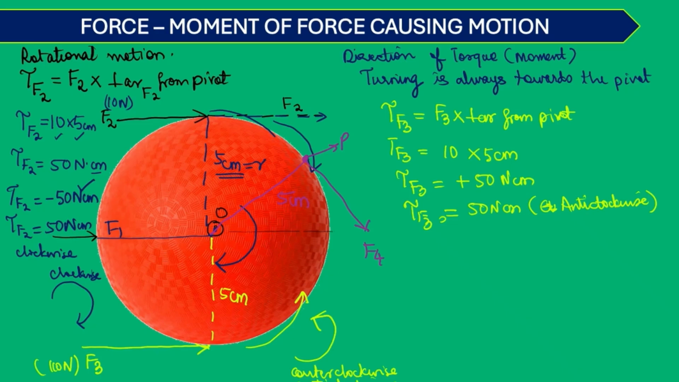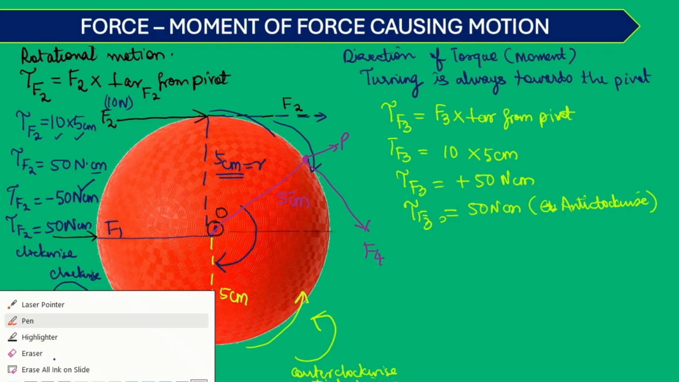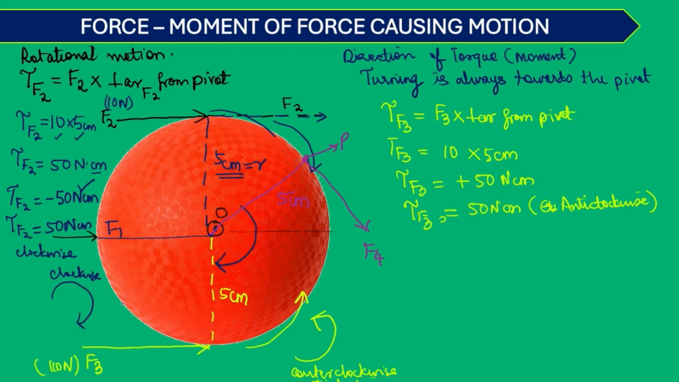What about another force? Let's say it is acting like this, F5. What kind of effect will F5 have? This is the point that F5 is tangential at. So this is the perpendicular distance. Tangents are perpendicular to radius. You will learn this in your chapter circles. Therefore, we are taking the perpendicular distance mathematically. This is also 5 centimeter.